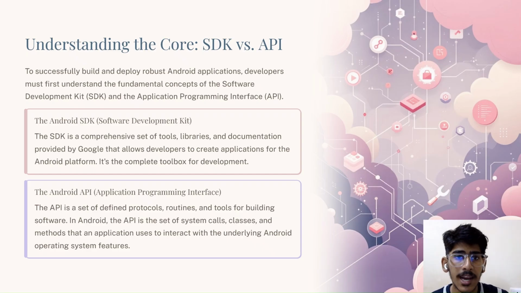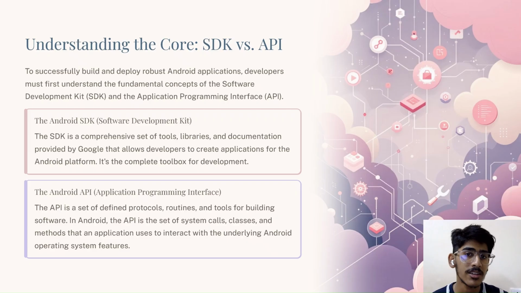Let us begin by clarifying two essential but often misunderstood components: the software development kit (SDK) and the application programming interface (API). The Android SDK is a comprehensive suite of tools provided by Google. It includes compilers, build utilities, debuggers, emulators, libraries, and documentation. Essentially, it is the full environment required to design, build, and test an Android application.